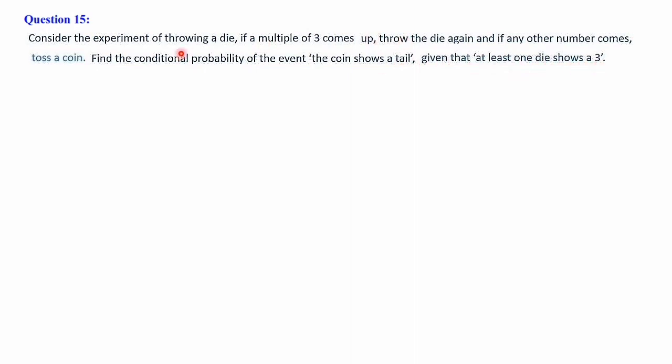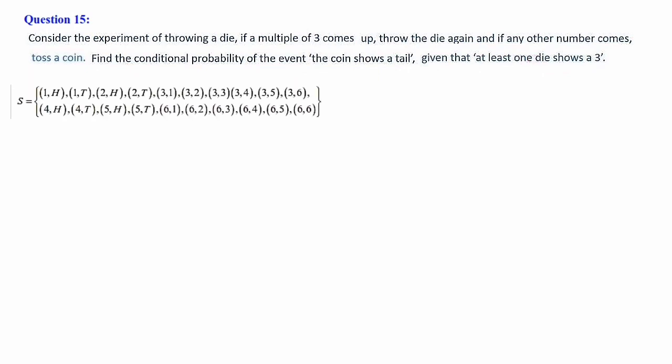So let's summarize the question. We will be throwing a die first and we will observe the outcome. If 3 or 6 comes, we will throw the die again. If 1, 2, 4 or 5 comes, we will toss a coin. So we are asked to find this conditional probability.